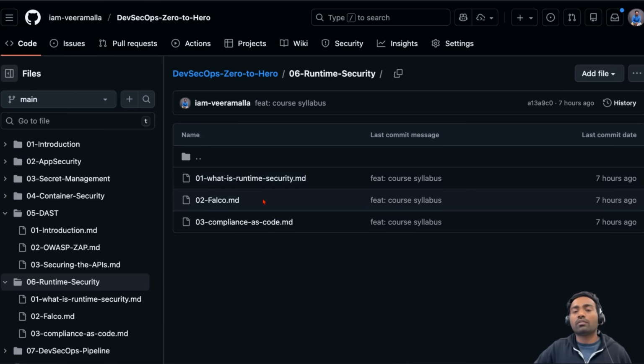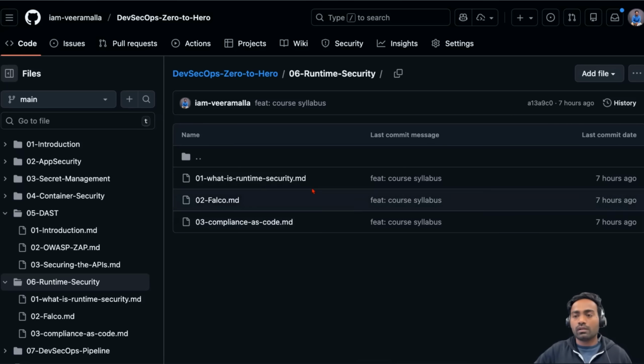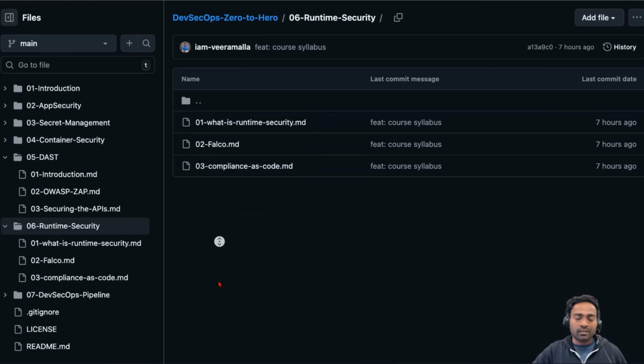We will learn about Falco, how you can secure your applications using Falco, and we will learn about compliance as code, how you can set up compliance within your organization and implement compliance as code so that you know what the boundaries for your application are, or what set of instructions your application should follow. Otherwise, it will miss the compliance of your organization. This is about day 6.